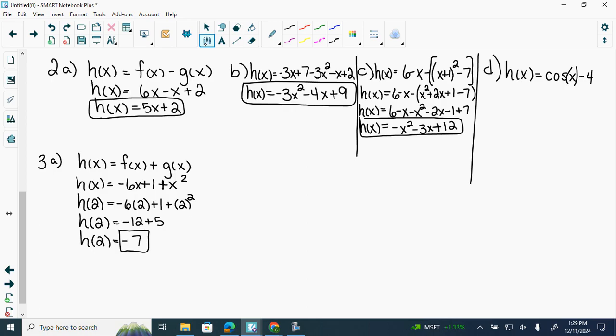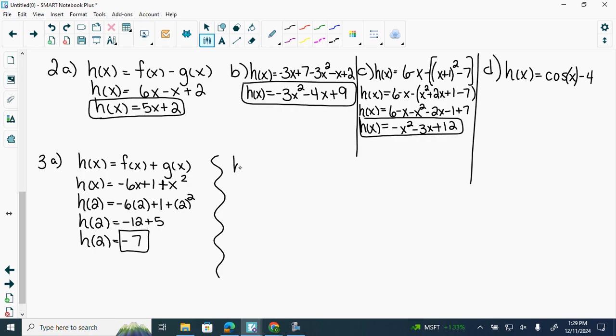But we really did just find a coordinate on h of x, didn't we? We just found the coordinate 2 and negative 7 on h of x. That's all we did. So that's one way we could do it. We could literally find out what h of x is first, then plug in the 2, correct? Or we could plug in the 2 first.